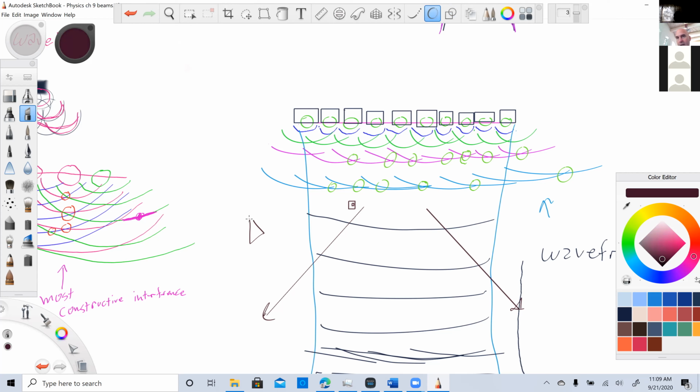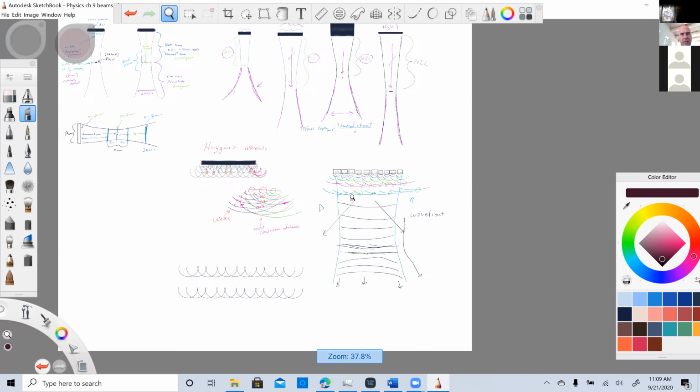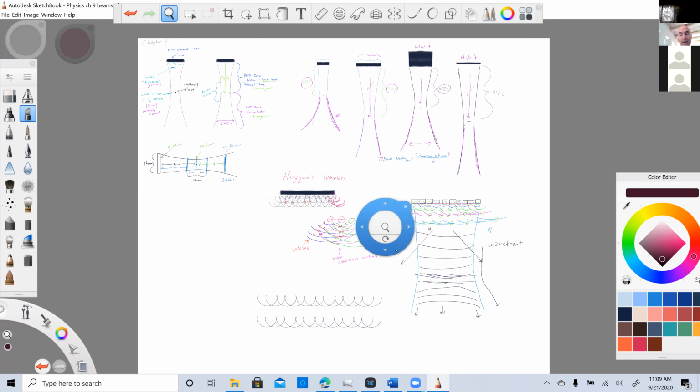All of these things are done by using Huygens wavelets, but the way we're able to control that is by many elements working almost, well, not independently, but like a concert. They're working together, but at slightly different times. Okay, so that's all of chapter 9. So let's pause.